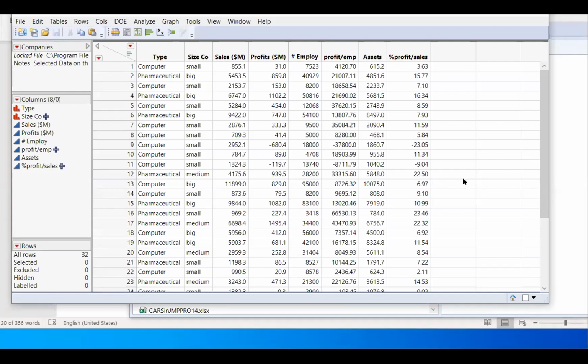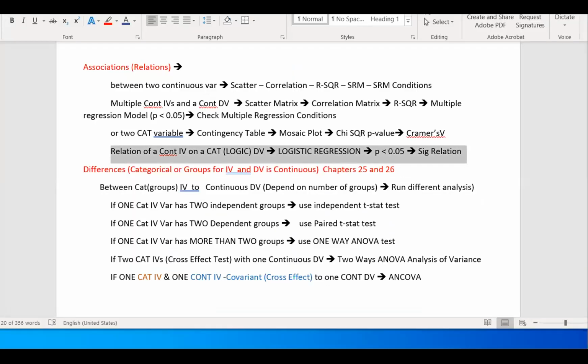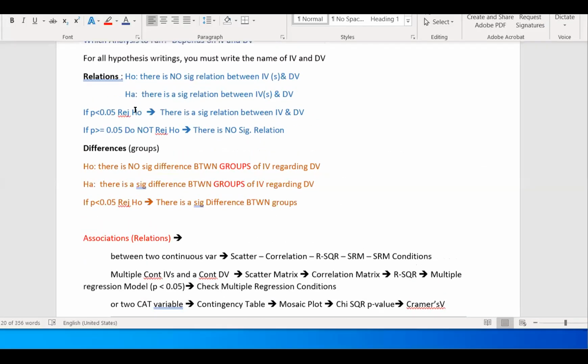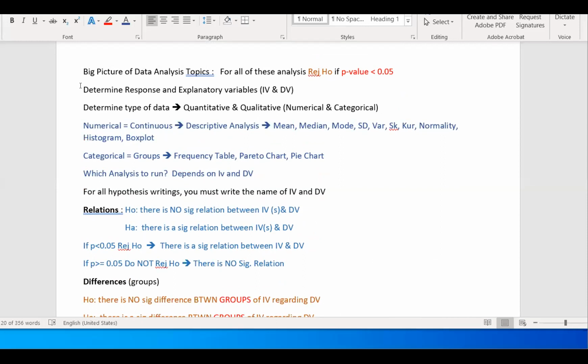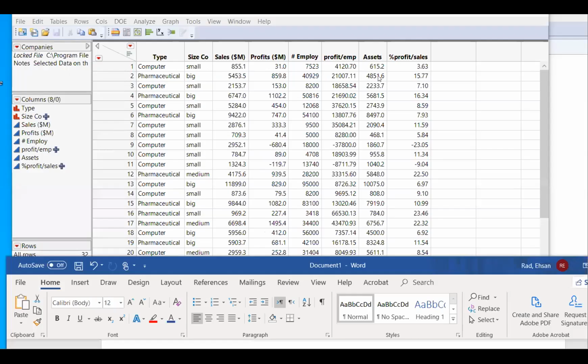When I see this data, what do I think first? What is the first step of my analysis? Go up here: determine the response and explanatory variables. Normally the question will tell you, but the question does not mention which one is the DV. Of course, what can help the company to survive?